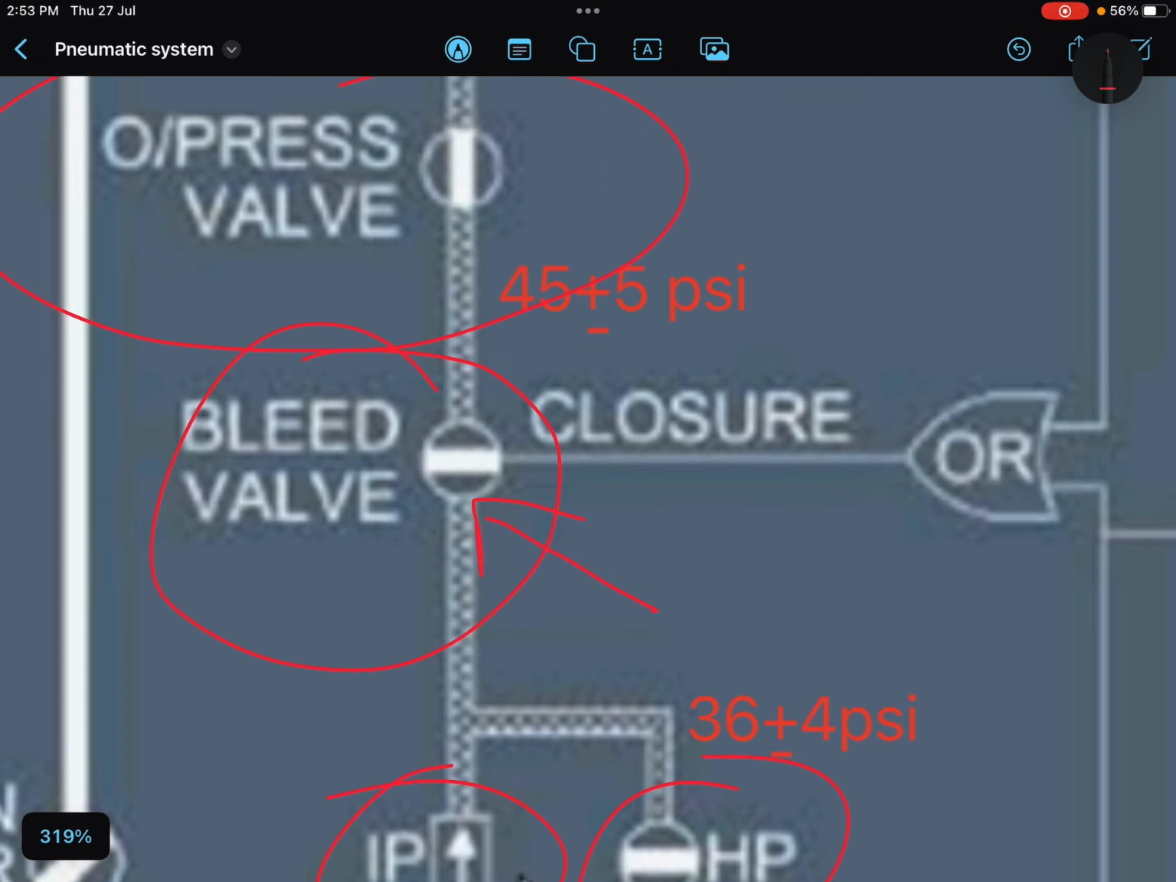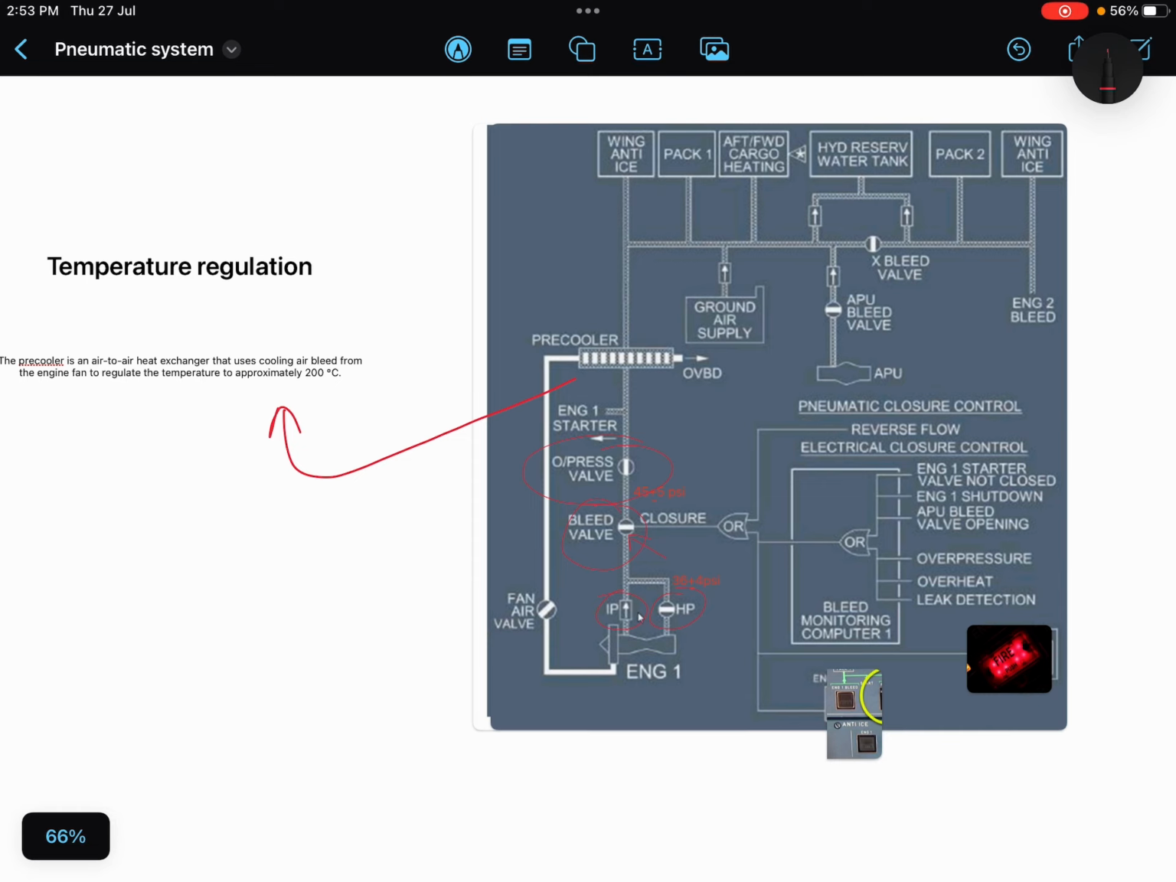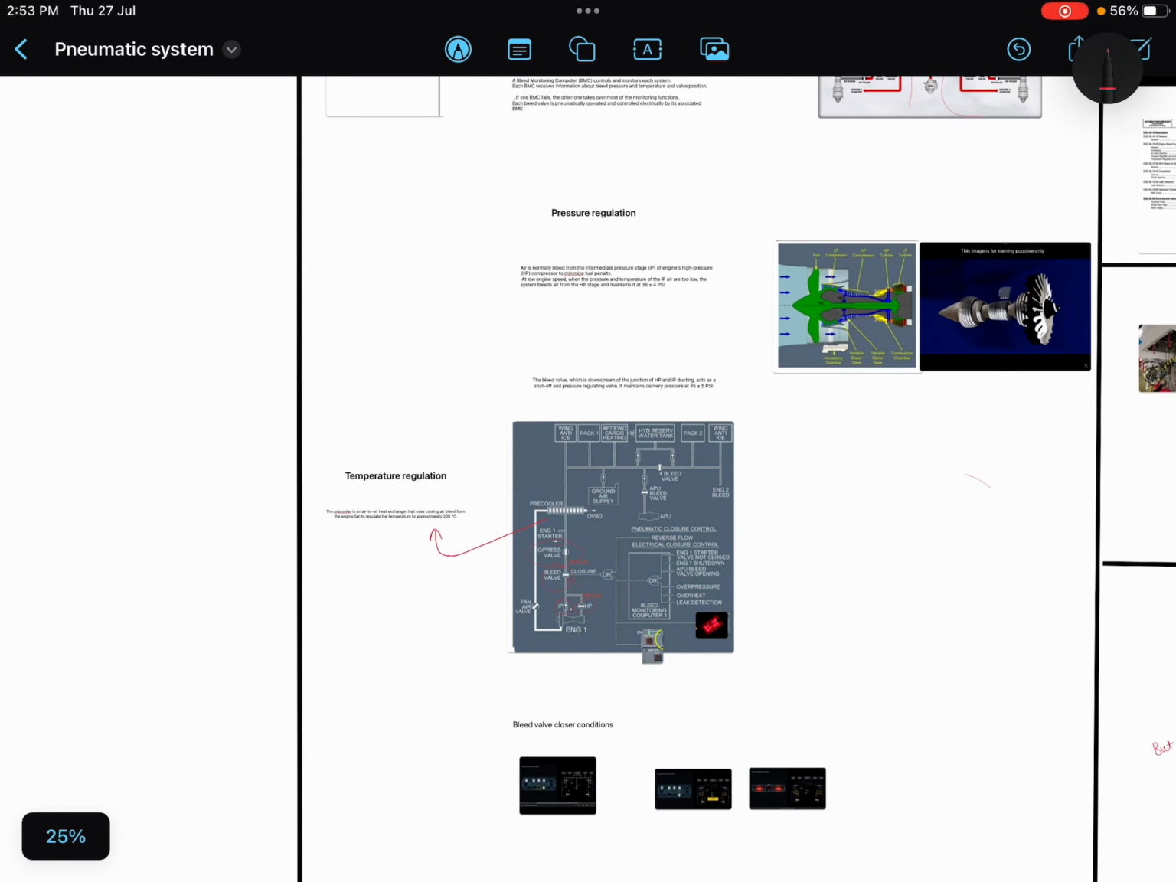This bleed valve is pneumatically operated and electrically controlled. It is a pneumatic system, so operation of this valve is pneumatic, and the switches are electrically controlled. That's why it is called pneumatically operated and electrically controlled by its associated BMC. BMC1 for the left side and BMC2 for the right side. Correct.